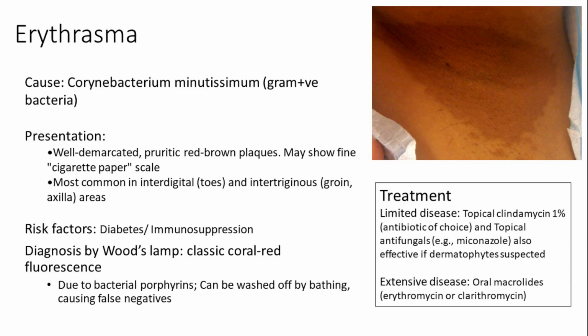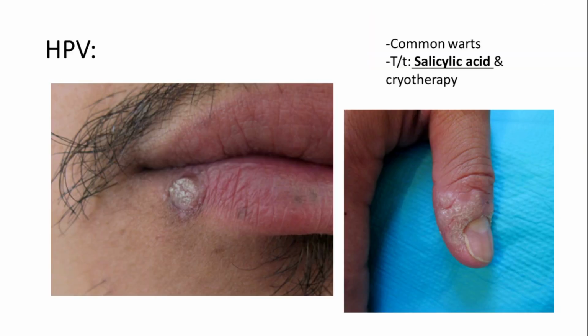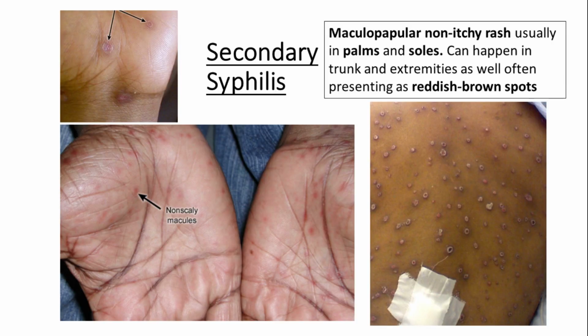Infections can manifest in various skin conditions, each requiring specific treatments. Erythrasma is a bacterial infection presenting as red-brown patches, often in skin folds, treatable with topical antibiotics. HPV can cause common warts, treatable with salicylic acid and cryotherapy. Secondary syphilis presents with a maculopapular rash, often on palms and soles, requiring antibiotic treatment.